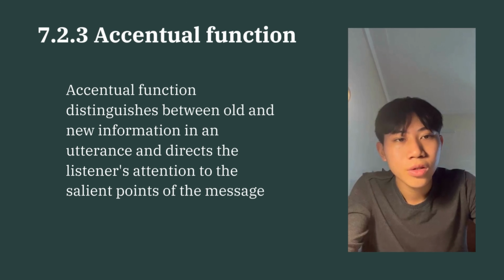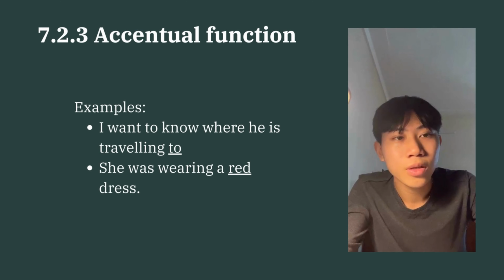Accentual function distinguishes between old and new information in an utterance and directs the listener's attention to the salient point of the message. For example, "I want to know where he is traveling to," and "She was wearing a red dress."